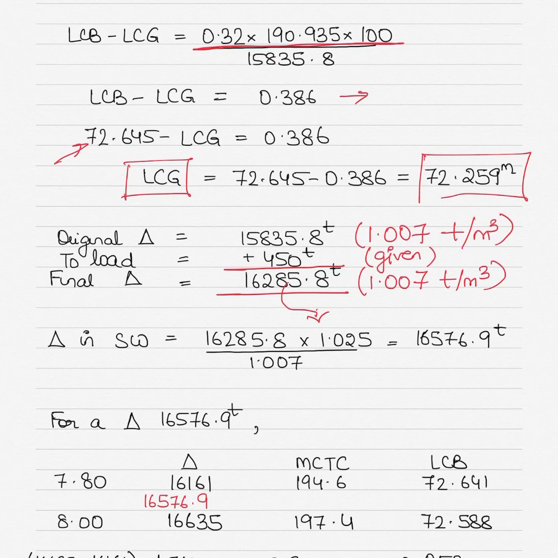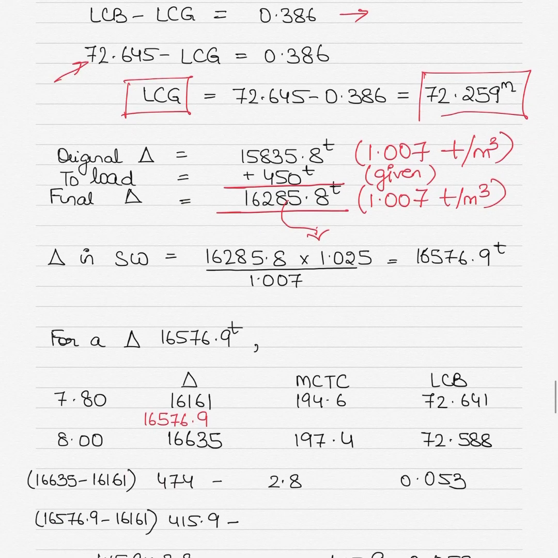Now this displacement, 16285.8, is in dock water density of 1.007. You have to find out the answer in seawater, 1.025. What is the displacement in seawater, 1.025? Because you have to go back into the tables and find out the values of MCTC and LCB after the vessel has finished loading.